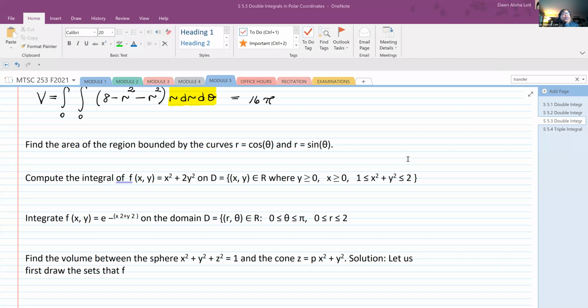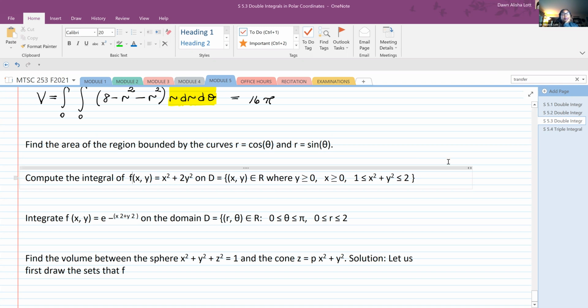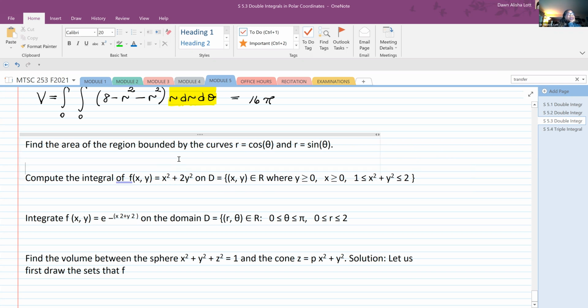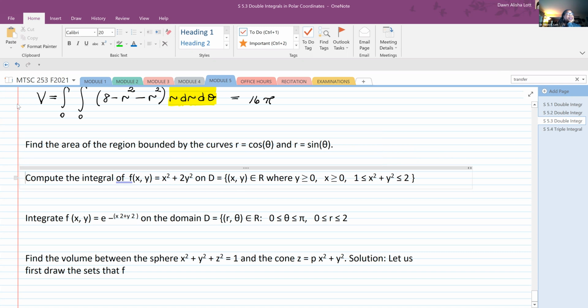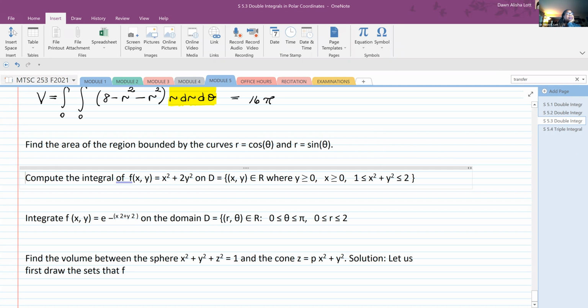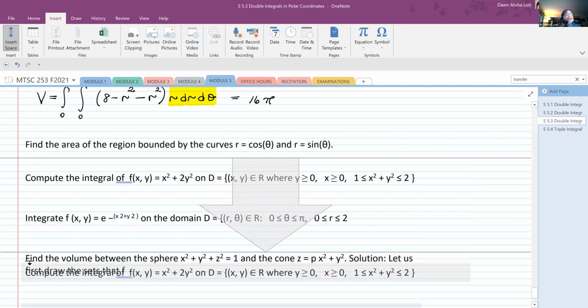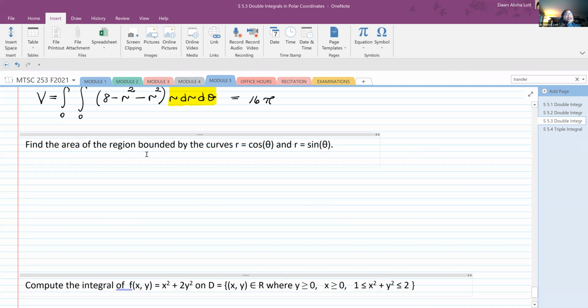Okay, so I have 4 examples for you of the polar coordinate problems. We're going to go through each one. This first one, we need to find the area. It's a very simple area problem. It's not a simple problem, but it is a simple area problem. We're not doing anything more difficult than finding the area.